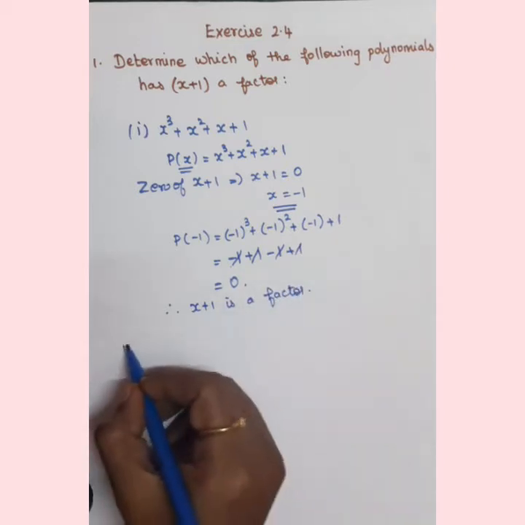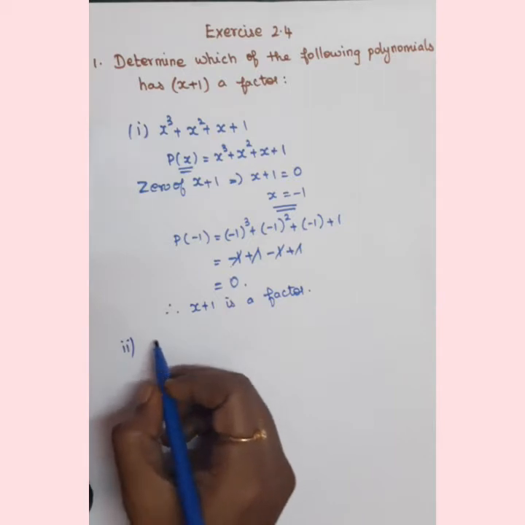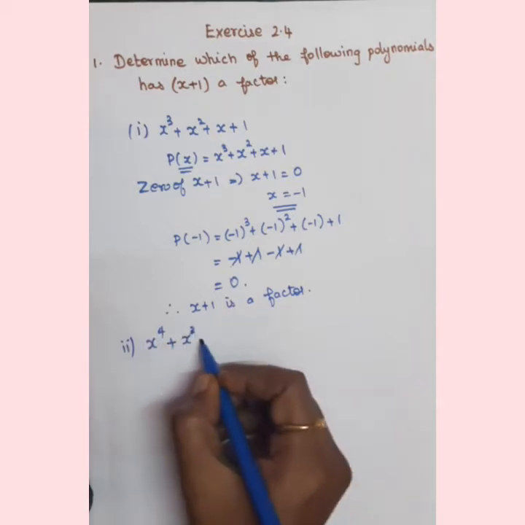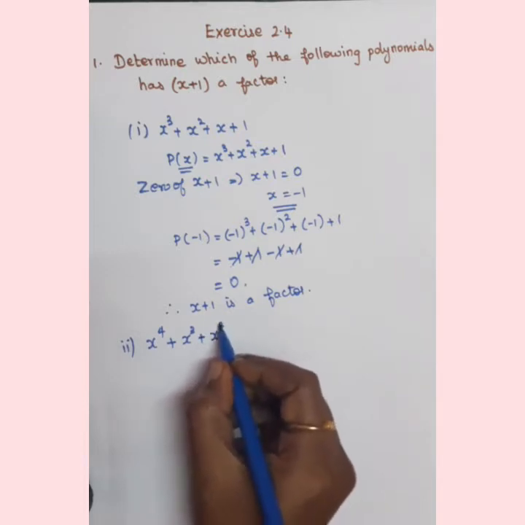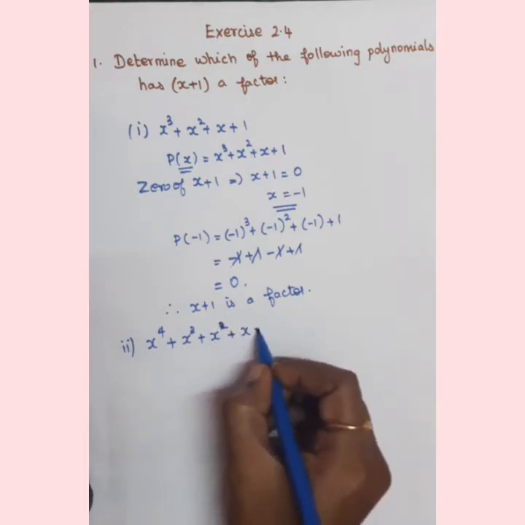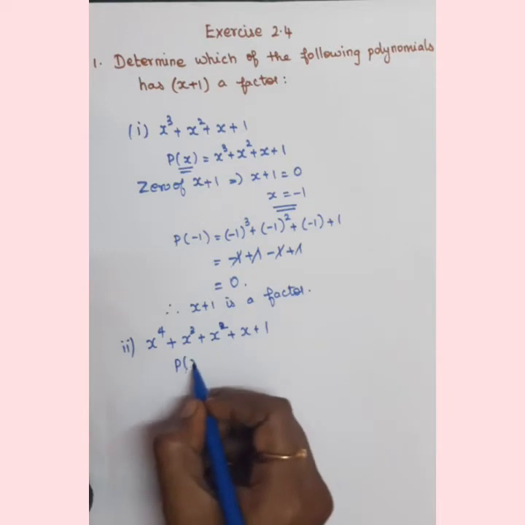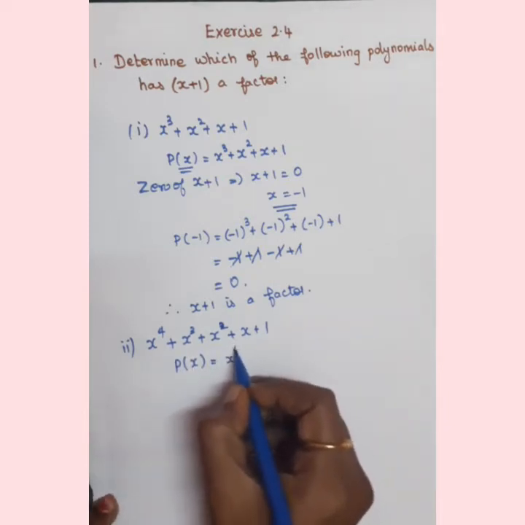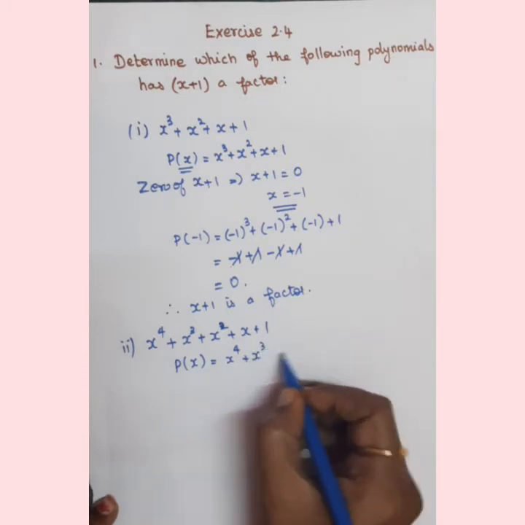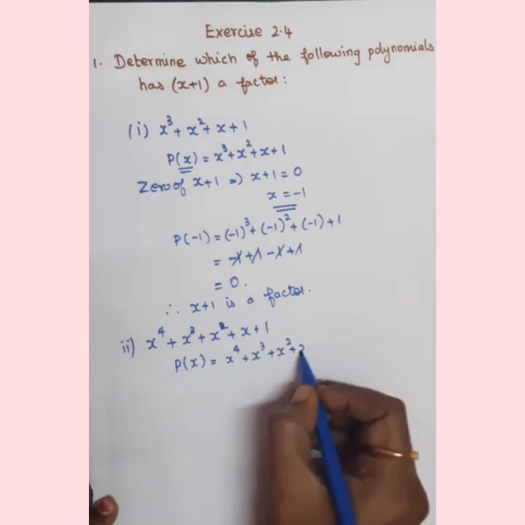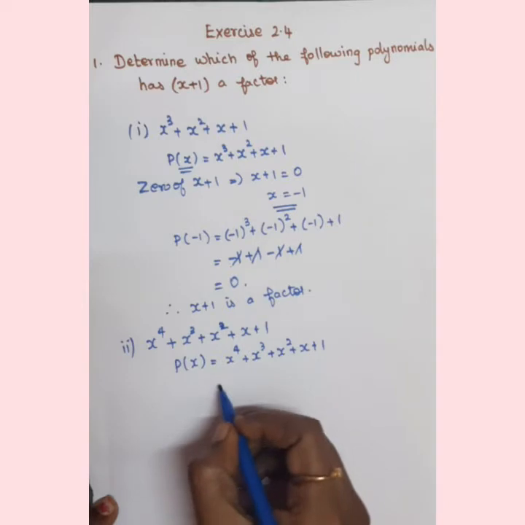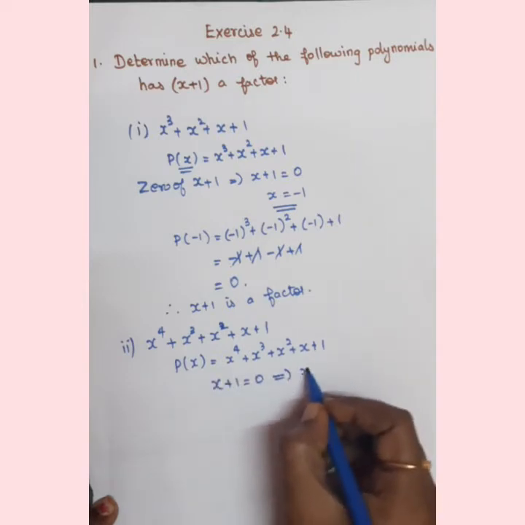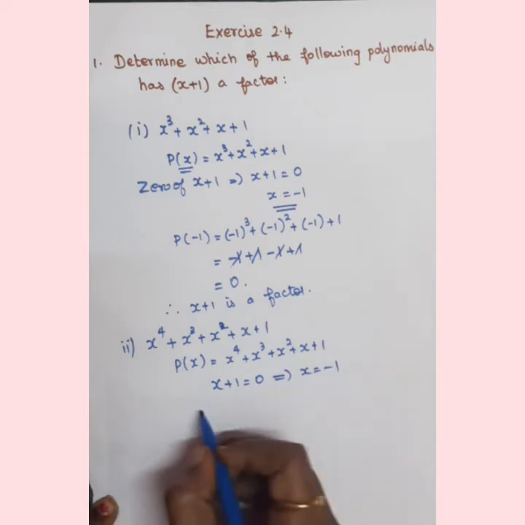We will solve the second problem. The question is x power 4 plus x cube plus x squared plus x plus 1. So here p of x equals x power 4 plus x cube plus x squared plus x plus 1. So we are going to find the 0 of x plus 1, that is x is equal to minus 1.